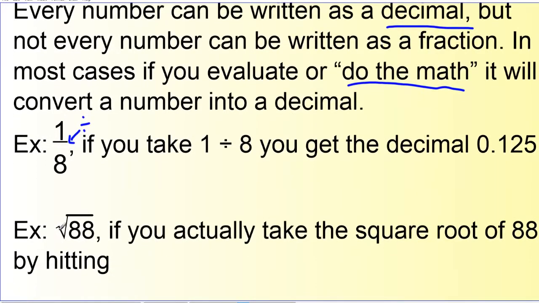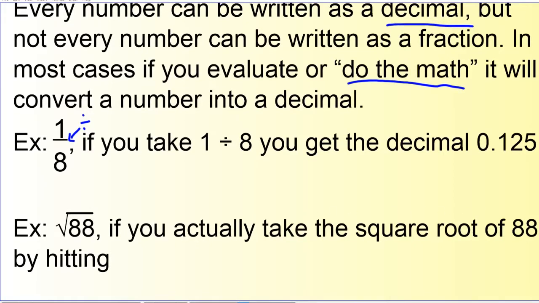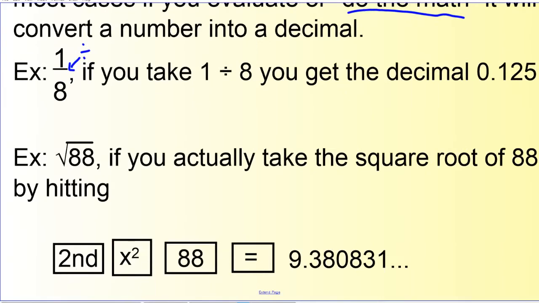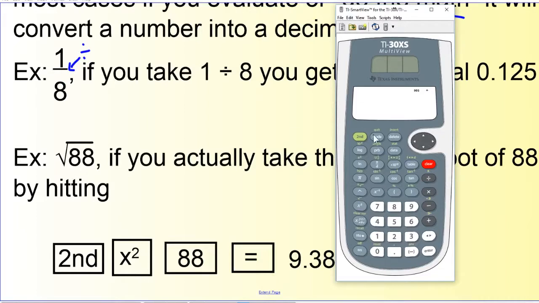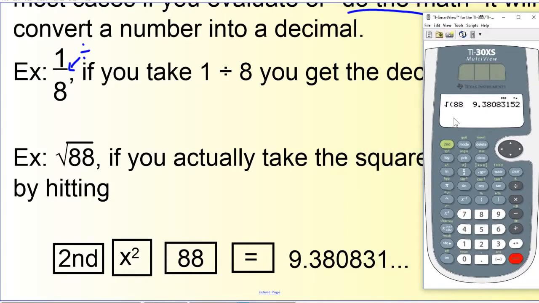Or if you have, in this case, square root of 88. If you actually take the square root of it by hitting those key presses in your calculator, right? Here's Calc-E. So to take the square root of 88, we hit second square root, this x squared button, so it makes that little square root symbol. 88 equals, and lo and behold, that's the same thing I have there. That's how you change it into a decimal. You take the square root of it.